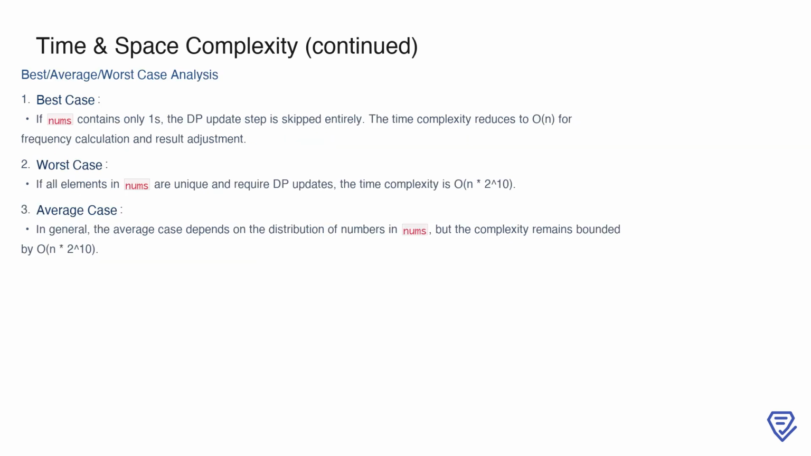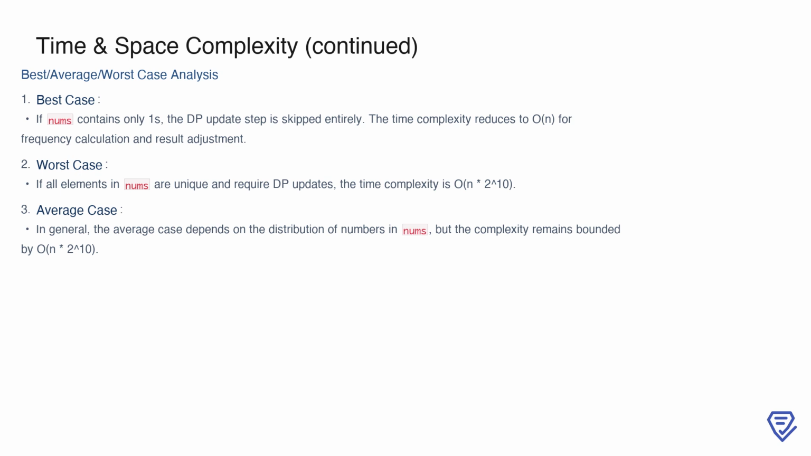Analyzing different cases gives us further insight into the solution's behavior. In the best case, if nums consist solely of the number 1, the DP update step is entirely skipped, leaving only the frequency calculation and result adjustment. This reduces the time complexity to n.